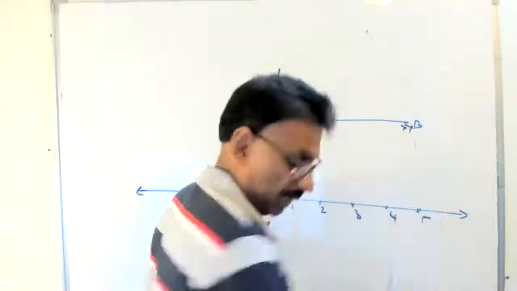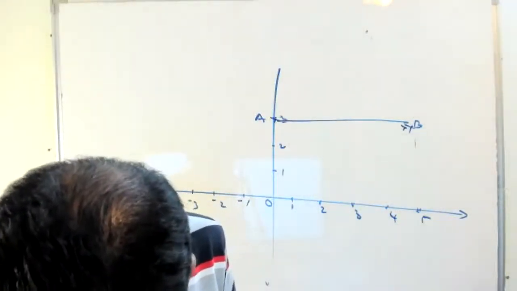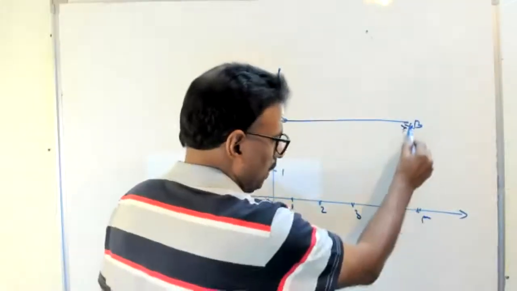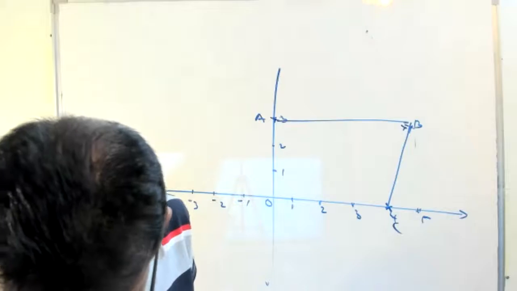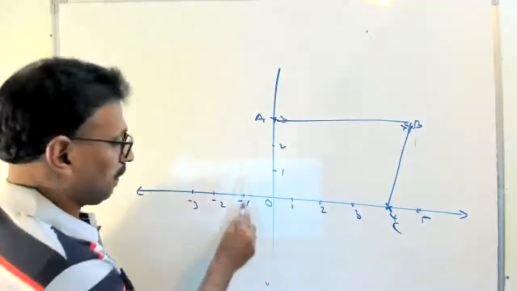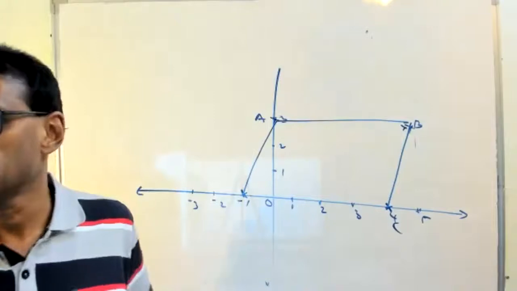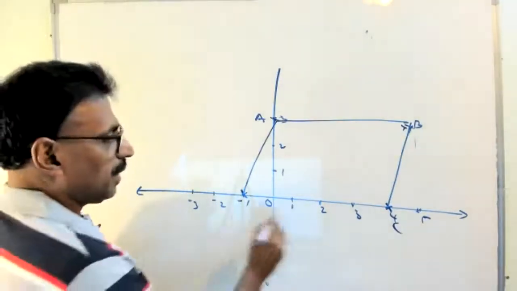Join that to B. Next is C: 4, 0, here. That is C. Join. Next point is -1, 0, here. Now you join A, B, C.